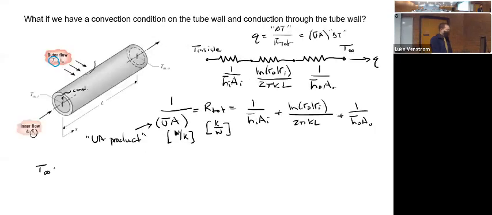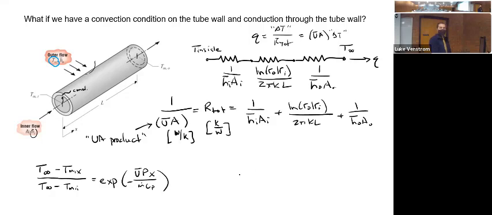So I would say T infinity minus T m x over T infinity minus T m i is equal to exp of minus U bar times P times x over m dot c sub p. If I want to get the heat transfer rate, I put U bar A times delta T log mean. In other words, the right delta T for this heat transfer equation is the log mean temperature difference. That's the one I'm going to use with this total thermal resistance calculated this way.